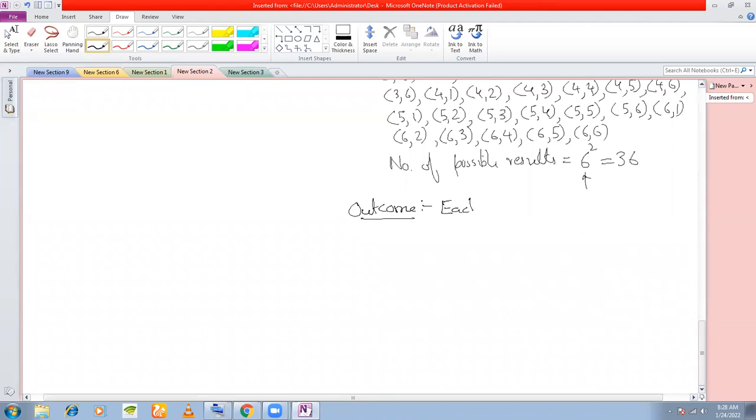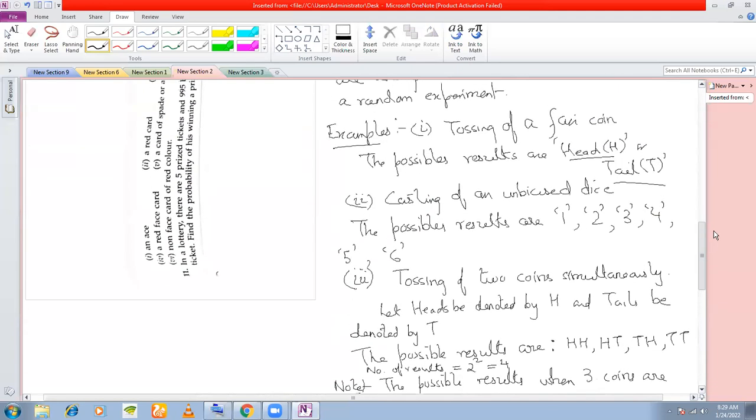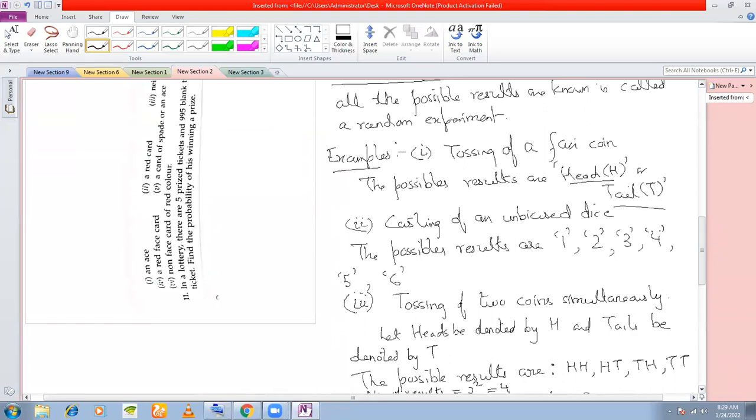Each result of a random experiment is called an outcome. What do you mean by each result? For example, going back to this, in tossing of a fair coin, head and tail are the possible outcomes. So head will be called an outcome. Tail will also be called an outcome.